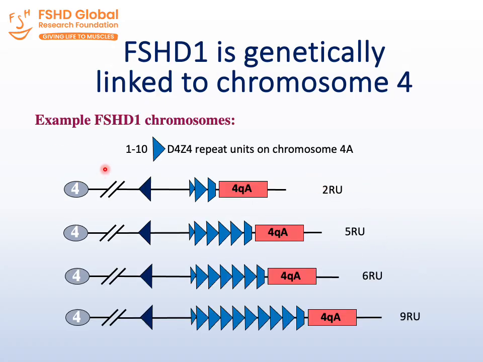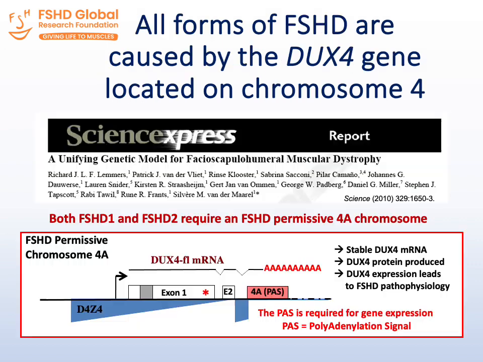Okay, so it's between 1 and 10 D4Z4 repeats, so you can be 2 repeat units, 5 repeat units, 9 repeat units, whatever. It'll be consistent in your family. If you have FSHD1 in your family, everyone in the family will have the same number of repeat units. You're a 5 repeat unit family in general. And in general, the larger the deletion, which means the fewer number of repeats, the more severe, and the smaller the deletion, meaning the more repeats, the less severe, more mild FSHD tends to be. Not always, but tends to be that way.